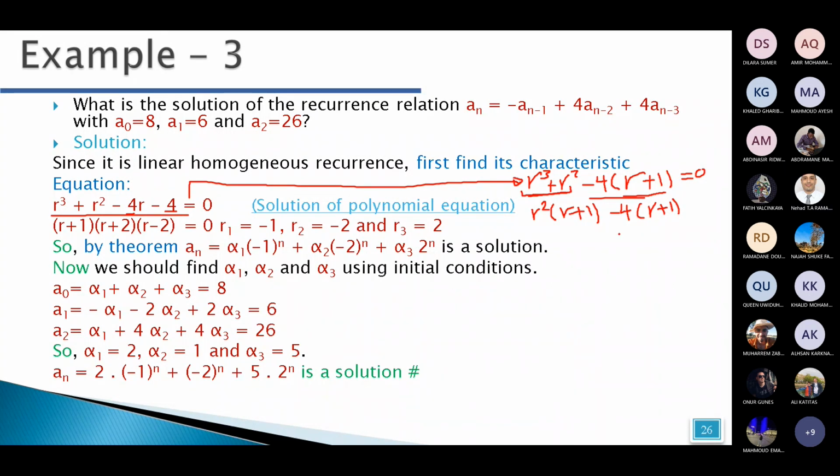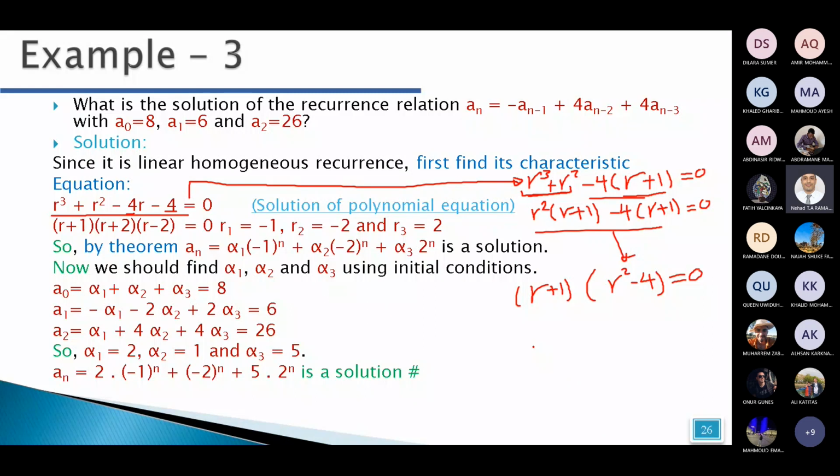So at the end, this one here, it's equal 0, of course. We can take common factor R plus 1. So R plus 1 multiplied by what remains here? R power 2 minus 4 equals 0.